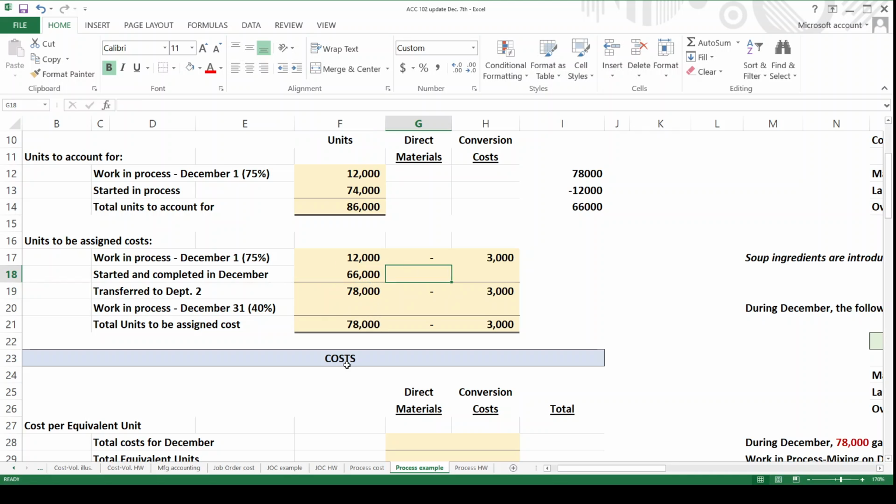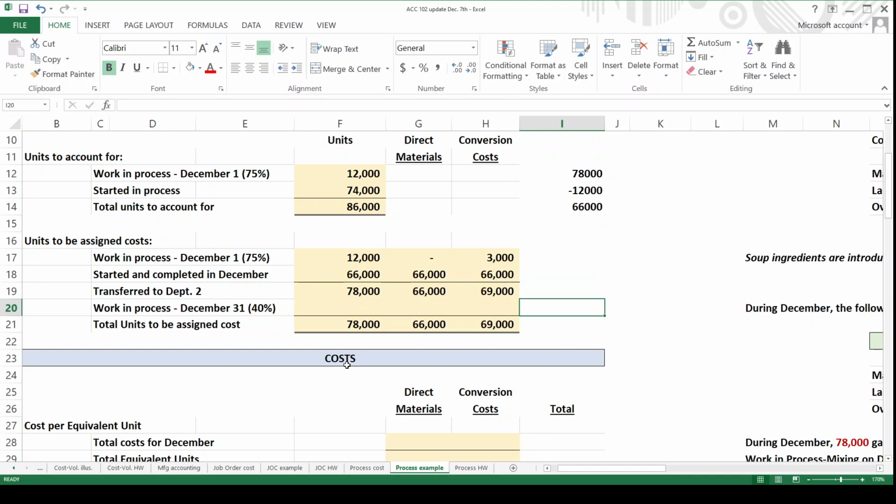How much material do we put in? We put in all the materials at the beginning of the process. And put in 100% of the conversion cost as well. So that started and completed is always going to be the same number. You just got to figure out what it is. So how do you figure out what it is? You figure out what was transferred out. That was a given, 78. How much came out of the beginning WIP? 12. You must have started and finished 66,000 units.